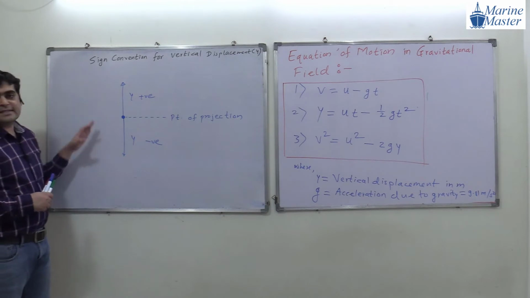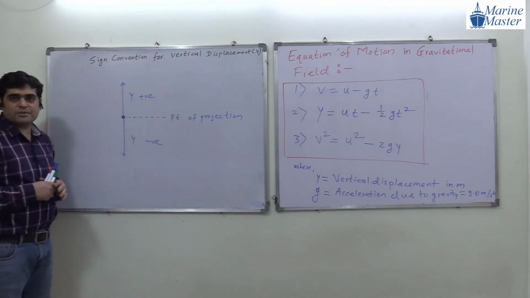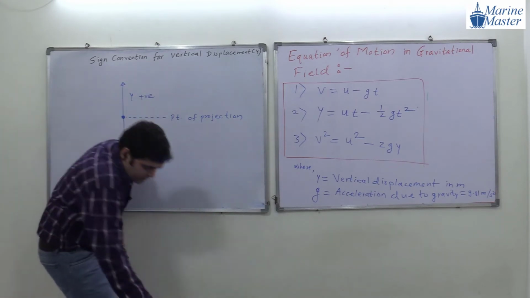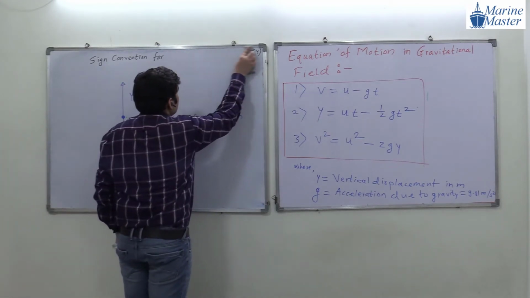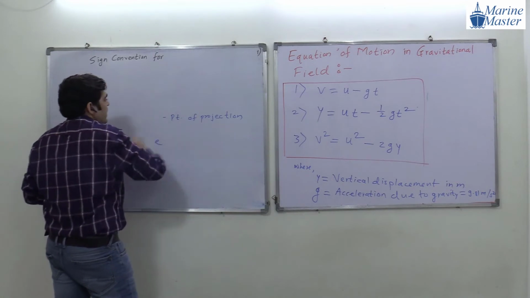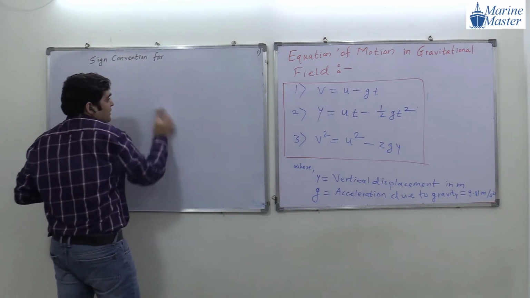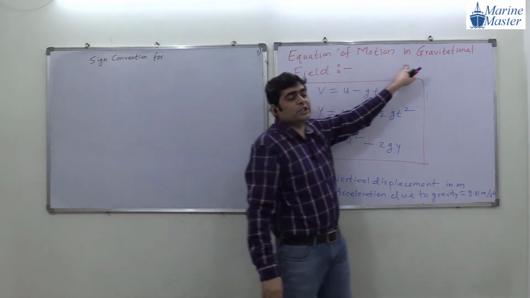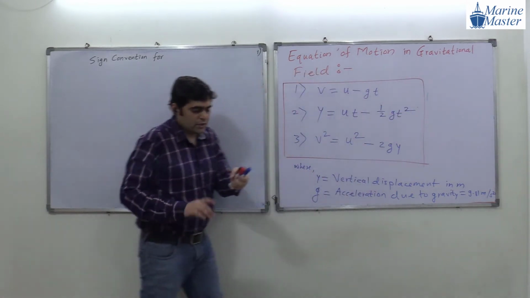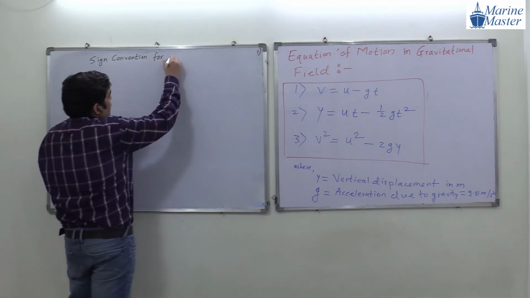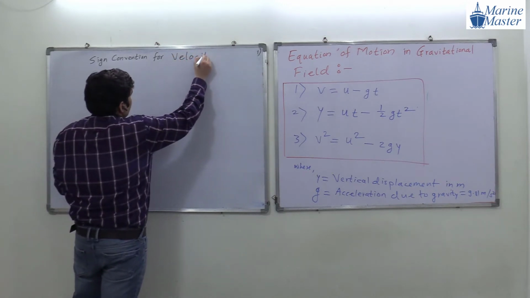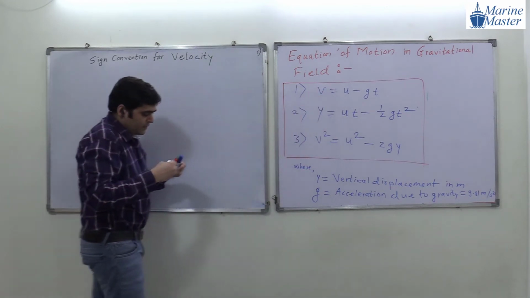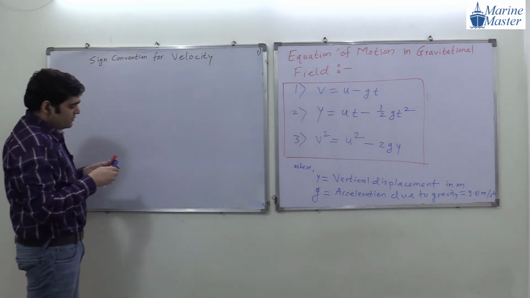So this is the sign convention for vertical displacement. Now we are going to see the sign convention for velocity. These points are related to the equation of motion in gravitational field. So, the sign convention for velocity when the object is in a gravitational field only.